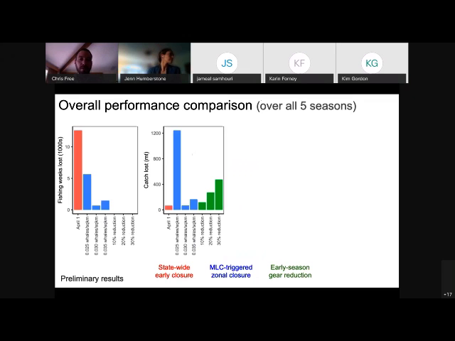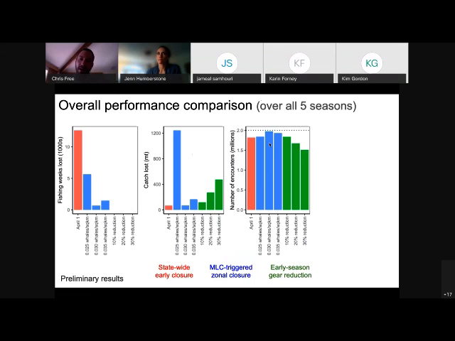Then we can look at the proportion of lost catch. Even though the statewide early closure results in the greatest loss of fishing weeks, it results in the least amount of lost catch because it's a derby fishery, and so little effort is happening at that time of the year. And then you see other patterns in the amount of lost catch across the marine life concentration triggered closures and the season reductions.